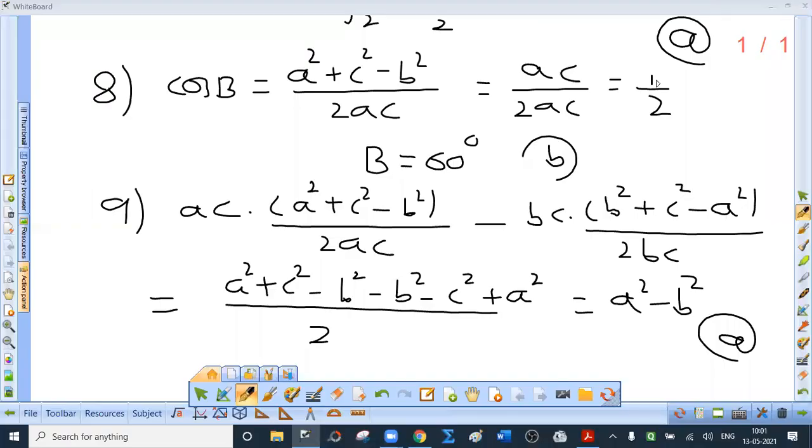Ninth MCQ, we'll solve one more and then we'll stop. Ninth, in triangle ABC, AC cos B minus BC cos A. Use cosine rule, simple, for cos B and cos A. Simplify, here AC gets cancelled, here BC gets cancelled. LCM is half. So numerator 2A square minus 2B square. Denominator is 2. So we get A square minus B square. Correct option is A, Ahmedabad.